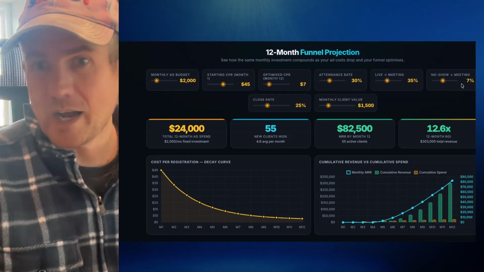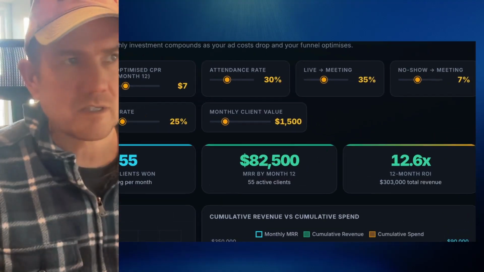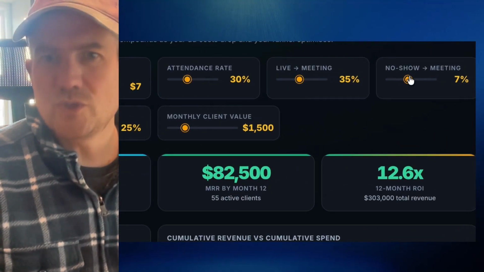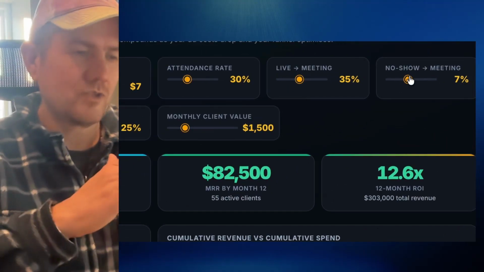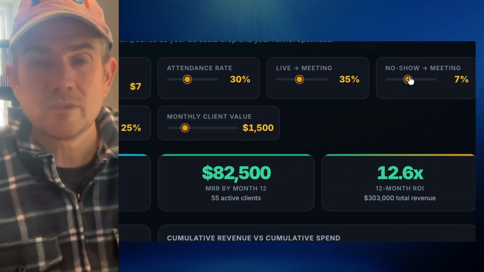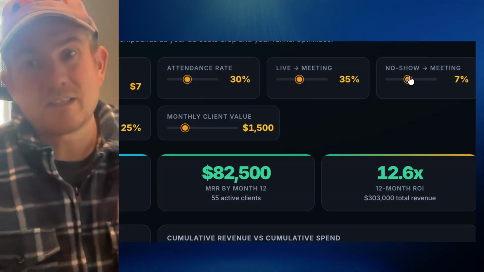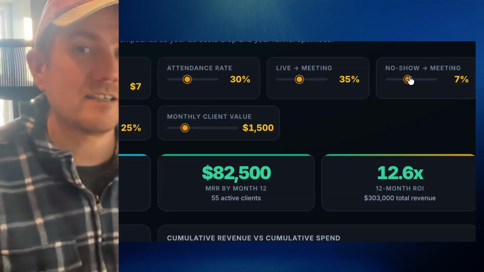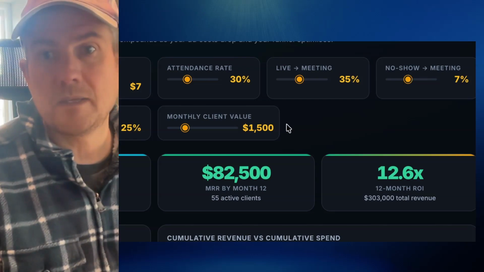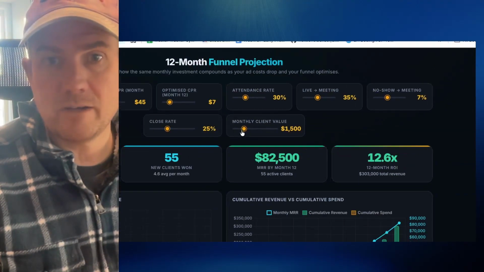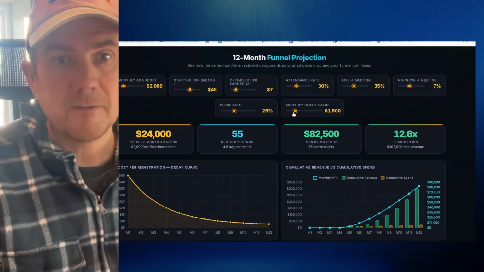And there's also a no-show. I'm really terrible at zooming in on this Mac. There's a no-show on the meetings as well. So that goes from people that registered, we'll give you this example, but then it actually comes to the webinar, but they still actually booked a meeting. So I've set that at 7%. Again, that's probably a little bit aggressive, but if you've got the right mechanisms in place, that will work.